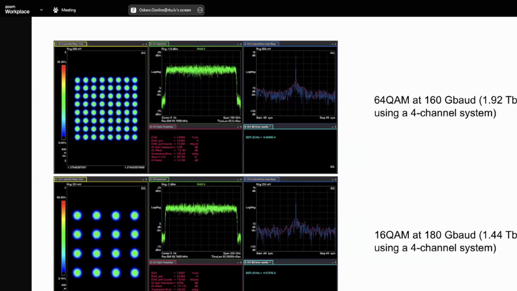Then I have some examples of pretty state-of-the-art things from some time ago. Currently, people are also talking about 260 gigabaud for 16 QAM, so slightly higher. So this is like a 1.44 terabit system, 1.92 terabit system. What they show here is a 64 QAM constellation.